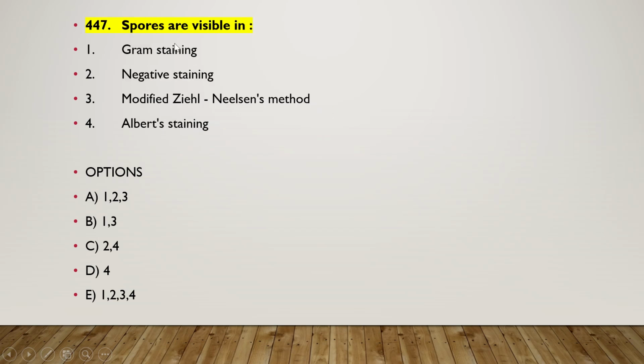Okay, so next is: the spores are visible in gram staining, negative staining, modified Ziehl-Neelsen method, which is the acid fast staining, and Albert staining. So the right one is option B. It is 1 and 3. Gram staining and modified Ziehl-Neelsen method is used for spore, where spores are visible.